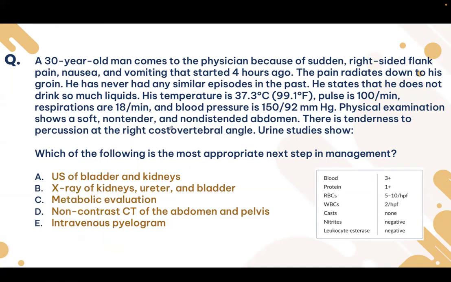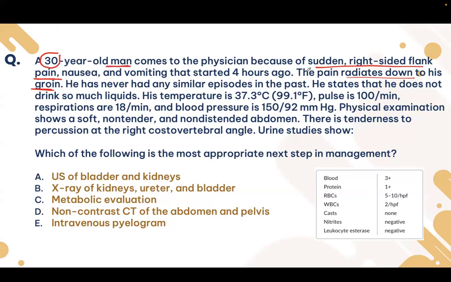Okay, I hope you answered it correctly, but let's go through it together. So let's see. Here we have a sudden right-sided flank pain that radiates down to the groin. So this is basically a typical presentation of loin to groin pain that's happening in a 30-year-old adult male.